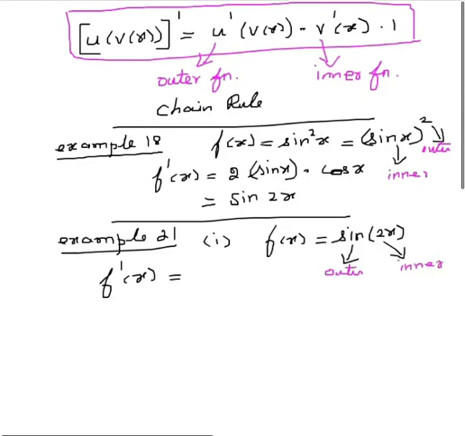So we'll differentiate the outer function first. Differential of sin x is cos x, we know. Here we have sin 2x, therefore it should be written as cos 2x into the differential of the inner function. Differential of 2x is 2. Therefore the answer is 2 cos 2x.